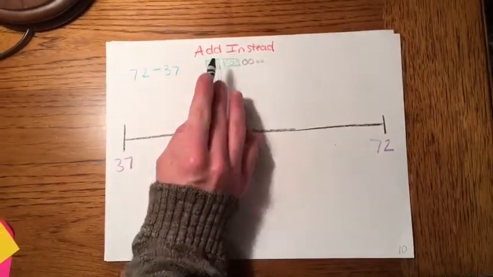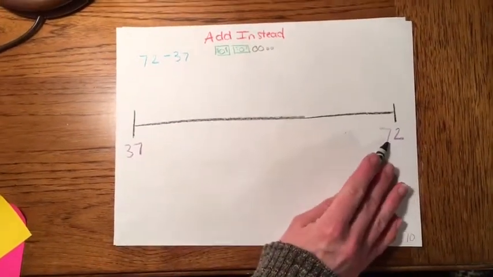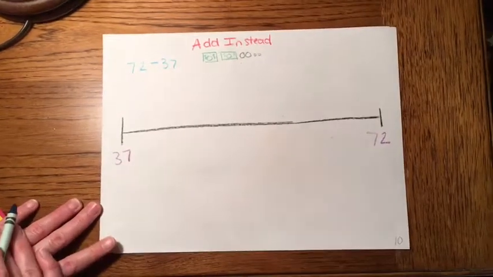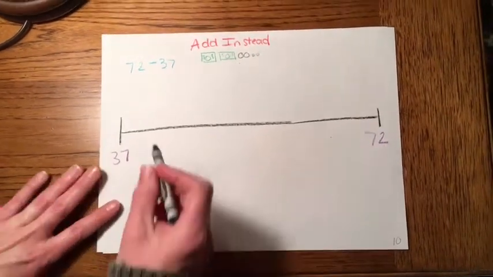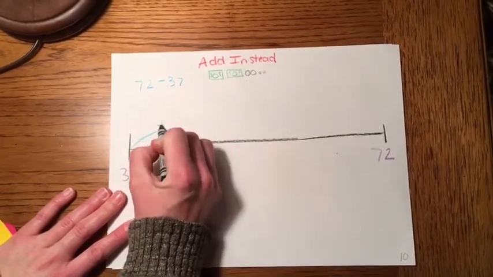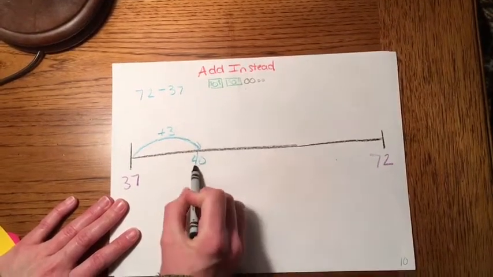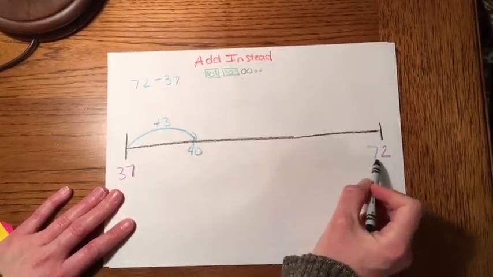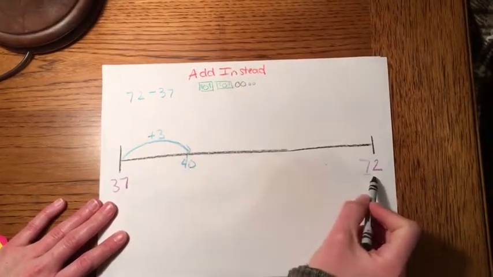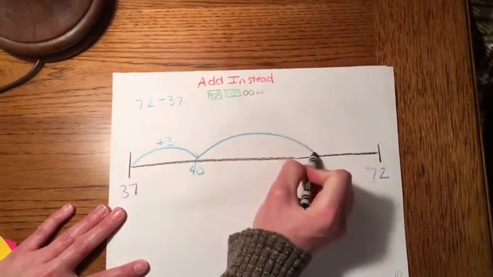So in this number line, we're actually going to start over here, and we're going to try to end up at 72. So the first thing we need to do is make that a nice number with a 0 behind it. So we're going to add 3 to it, and we're going to get 40. So we're now at 40, but we're trying to get to 72. So let's look at our tens. To get from 40 to 72, we need to add 30.